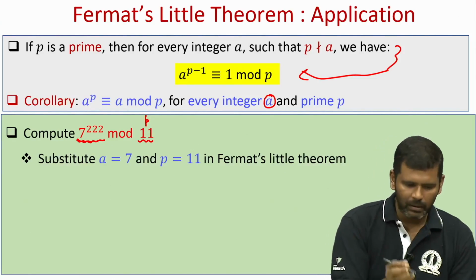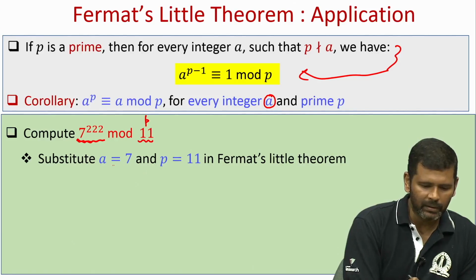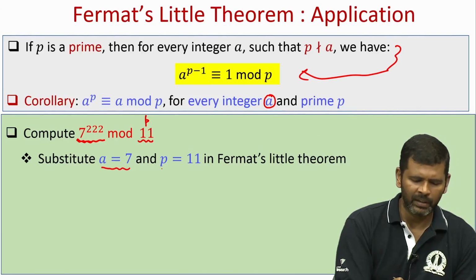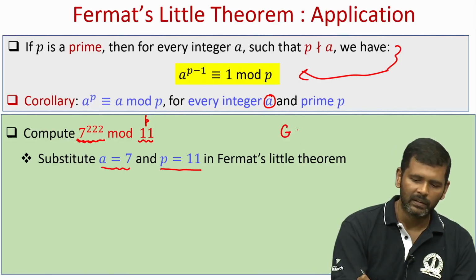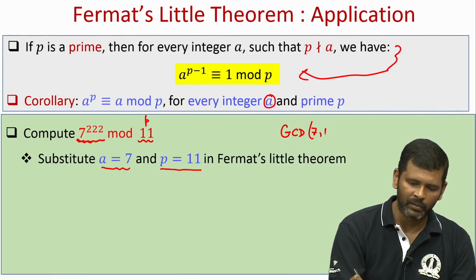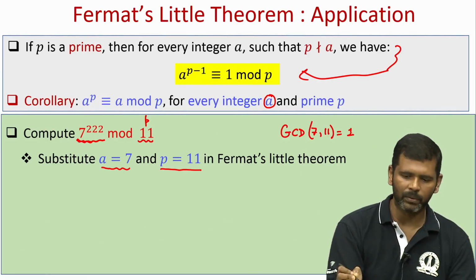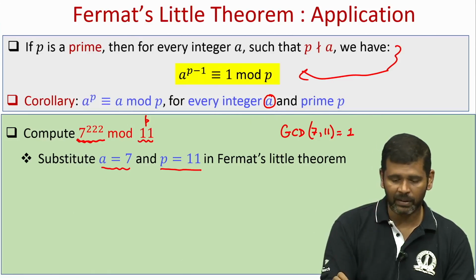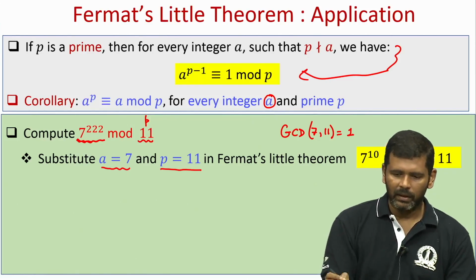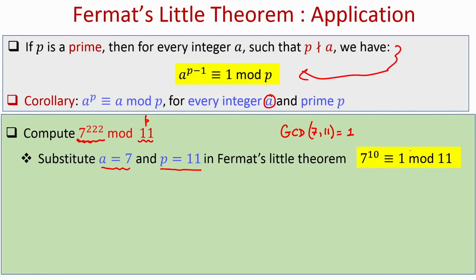So, what I can do here is the following. If I substitute a equal to 7 and p equal to 11 in Fermat's little theorem, then I see that the condition of the theorem is satisfied, because indeed GCD of 7 and 11 is 1, namely 7 is co-prime to 11. Hence I can say that 7 to the power 10 will be congruent to 1 modulo 11. That means, if you divide 7 to the power 10 by 11, you will get the remainder 1.